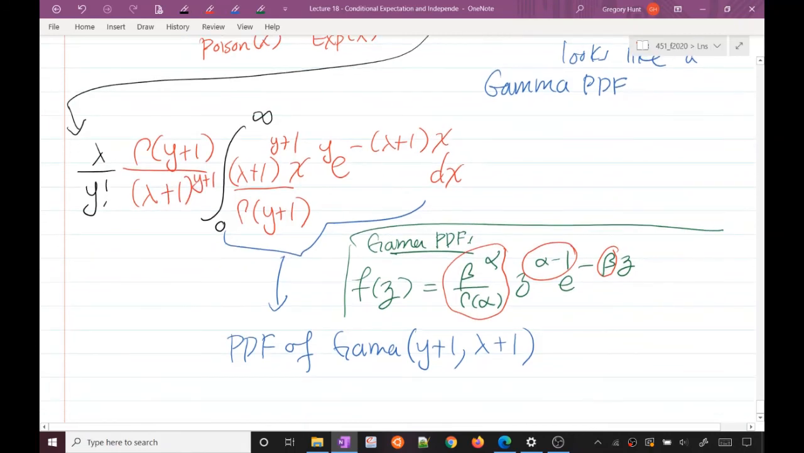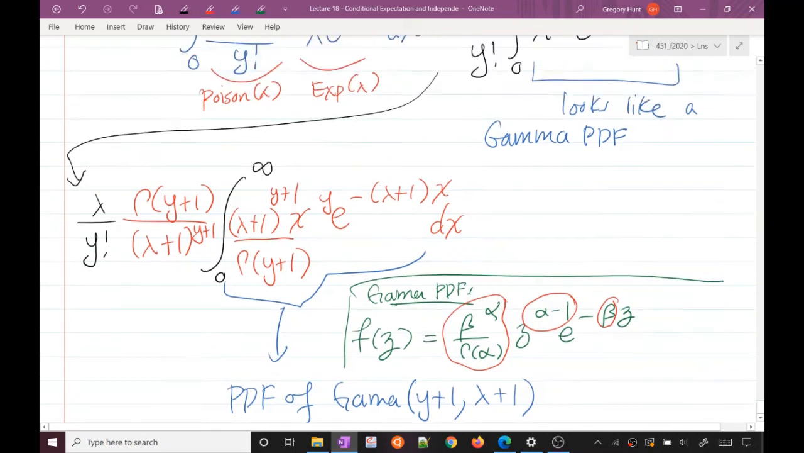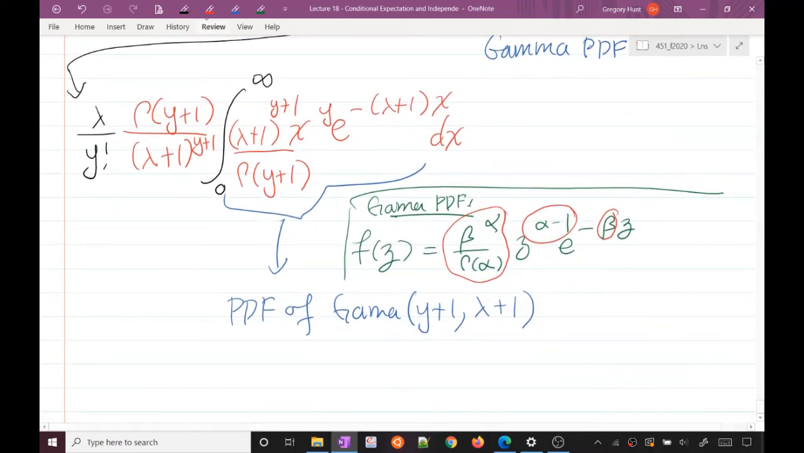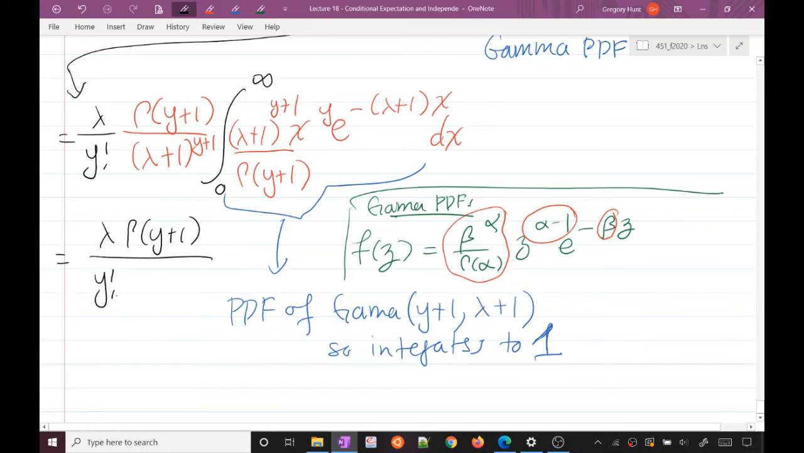If I do that, that's okay, because I would kind of cancel things out, and that would be the same integral. But now this thing is actually inside my integral. It's the PDF of gamma, so it integrates to 1. And so what I'm left with is just this, lambda, gamma of y plus 1 over y factorial, lambda plus 1 to the y plus 1.